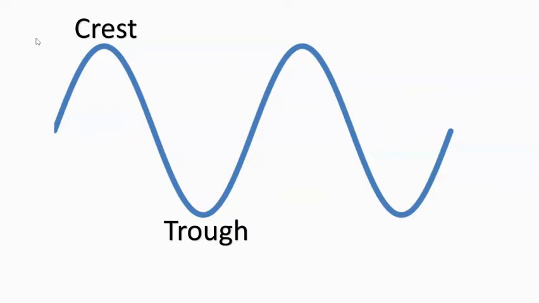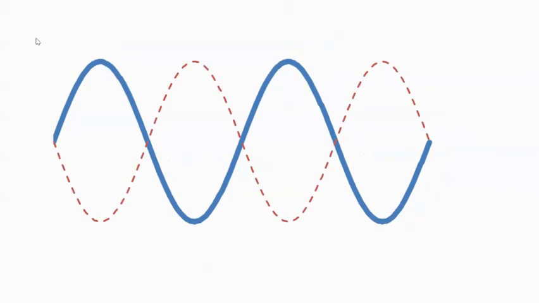So, just some vocabulary words that we need to know. The top of a wave is called a crest, and the bottom is called a trough. Right. So we'll be using those words. They're just fancy words to mean the top and bottom of a wave.